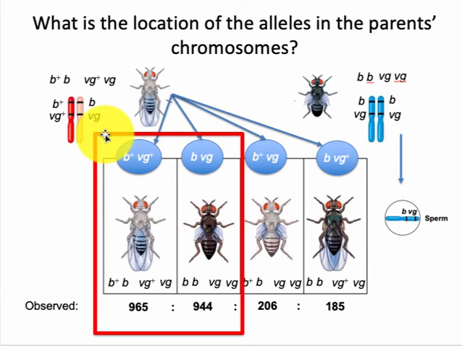So that tells us that since the B plus was most likely to be inherited with the VG plus, they have to be on the same chromosome, while the homolog will have the recessive B with the recessive VG allele, because most of the gametes that were formed that had the recessive B allele also have the recessive VG allele. And most of the gametes that have the B plus allele also have the dominant VG plus allele. And very few had the other possibility.